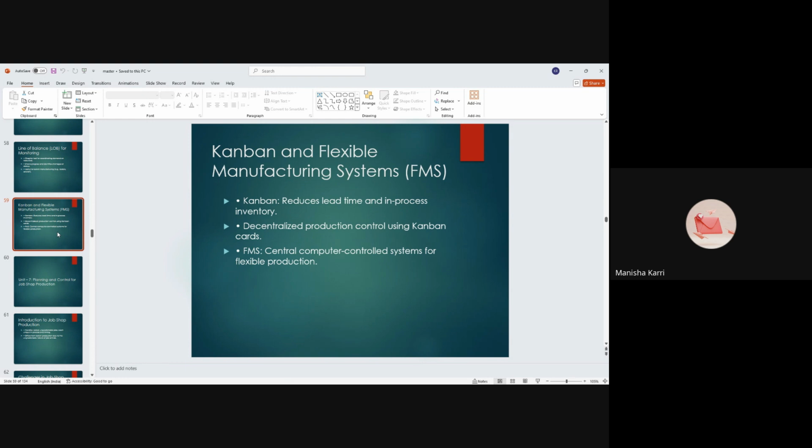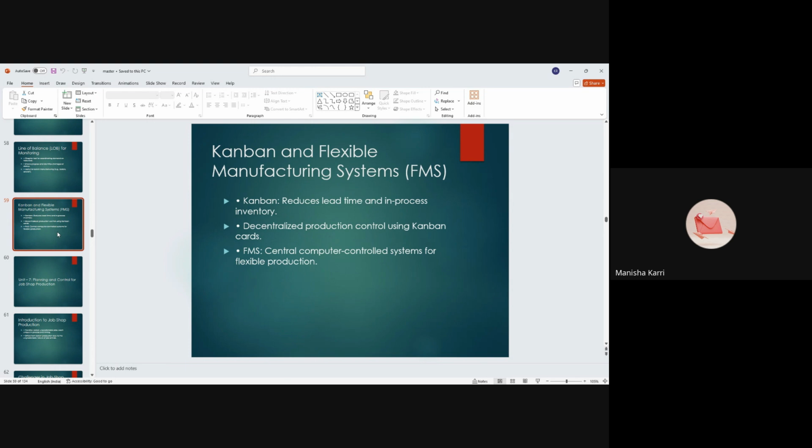Okay? How does Kanban work? Generally, Kanban is used as a signal to manage the production. When a workstation needs more parts or materials, it sends a Kanban card to the previous station to request only the necessary amount, keeping production flow efficient and avoiding excess inventory.